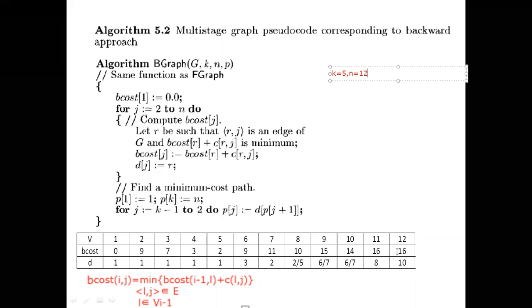B cost of 1, we found it out. Remaining, we have to find how many? N is 12, so remaining is N minus 1. What do I have to calculate? 1 we calculated, we have to calculate from 2 to 12. That is why J is equal to 2 to N. What is the N value? N value is 12.